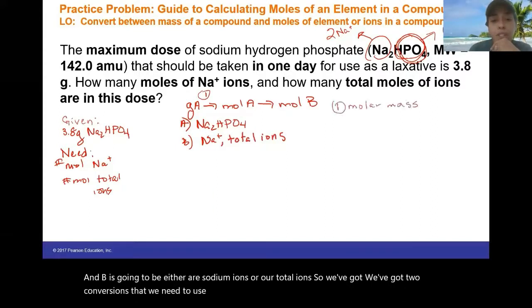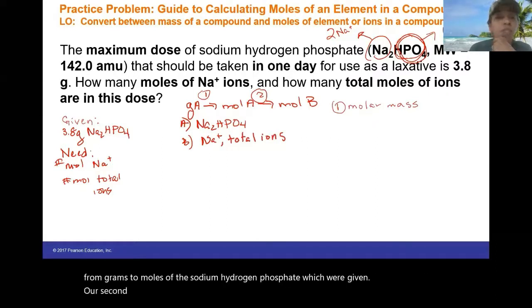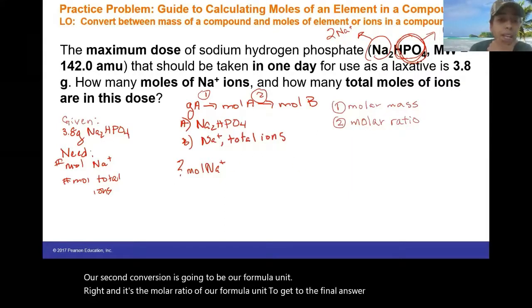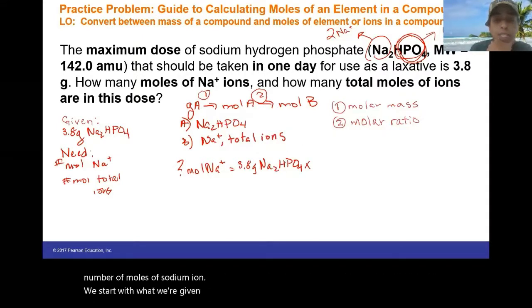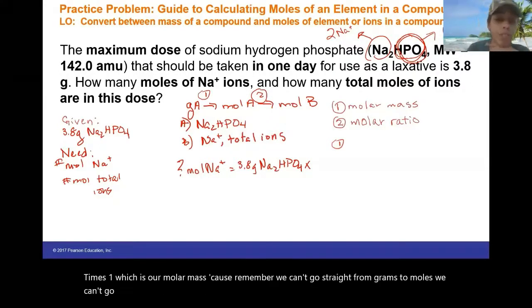So we've got 2 conversions that we need to use here. Our first conversion is our molar mass, going from grams to moles of the sodium hydrogen phosphate, which we're given. Our second conversion is our formula unit, the molar ratio, to get to the final answer. So to find the moles of sodium ion, we start with what we're given, 3.8 grams, times number 1, our molar mass, because we can't go straight from grams of something to the ions of something without going first through moles.